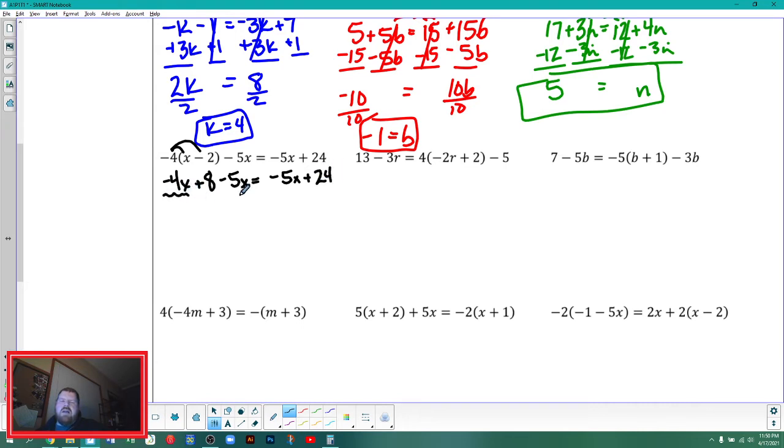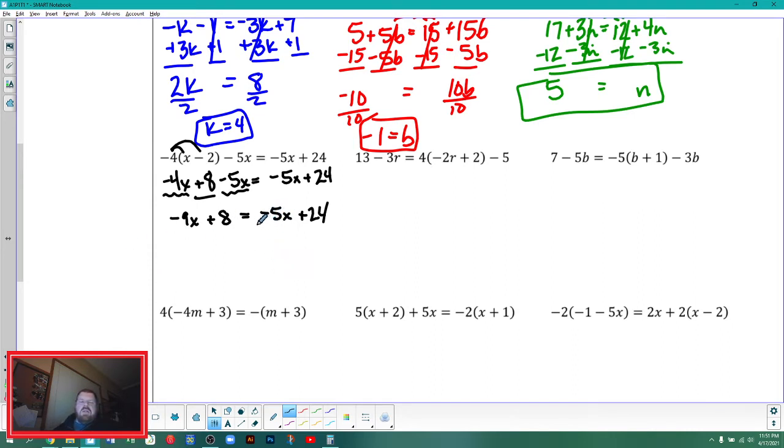Still on this side, I have some like terms that I need to combine. Negative 4x and negative 5x is negative 9x. And we still have plus 8 equals negative 5x plus 24. So if you're looking back at that step-by-step from yesterday, this was step 1. This was step 2. So we use distributive property, then we combine like terms. Now we're going to go ahead and solve.